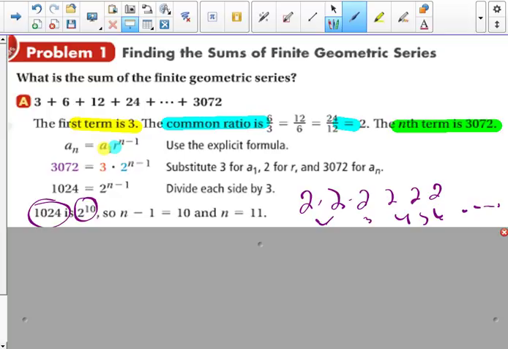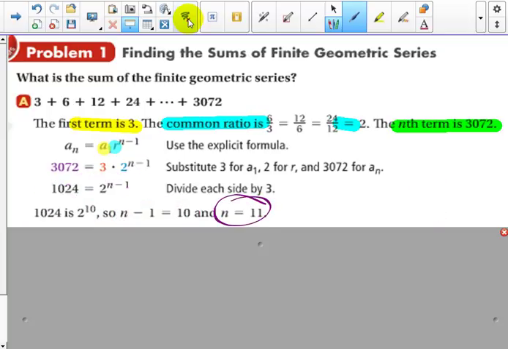So if 2 to the 10th power is 1,024, and 1,024 is equal to 2 to the n minus 1, well, the 2's are equal. That means that n minus 1 is equal to 10. See, right there. n minus 1 is equal to 10. So, solving for n, add 1 to each side. n is equal to 11. So now we've got our n. n is equal to 11.